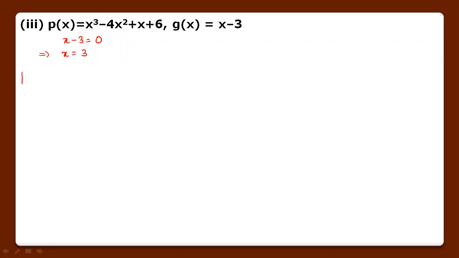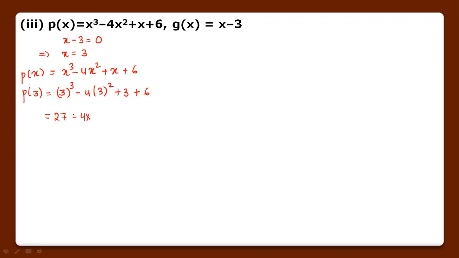equals to 3. In this part we are given polynomial x cube minus 4x square plus x plus 6. We'll replace x by 3. We'll get here 3 cube minus 4 into 3 square plus 3 plus 6. 3 cube is 27 minus 4 into 3 square is 9 plus 3 plus 6. 27 minus 36 plus 9.